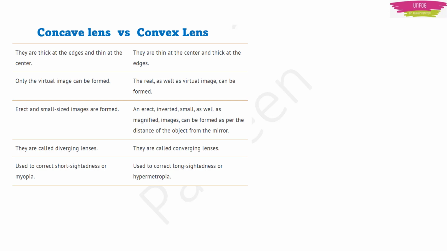In concave lens, you have erect and small sized images. And in convex lens, you will have erect also, inverted also, small also, magnified also. All sorts of varieties will be there in convex lens, like in the concave mirror. Concave lens is called a diverging lens and convex lens is called a converging lens. Most importantly, you use concave lens for short sightedness or myopia, and convex lens for long sightedness or hypermetropia.